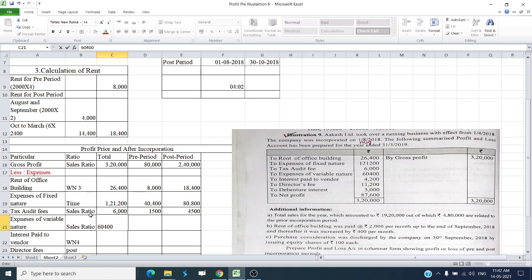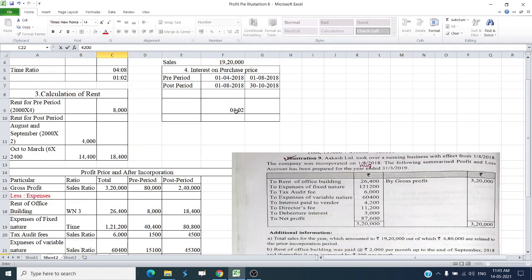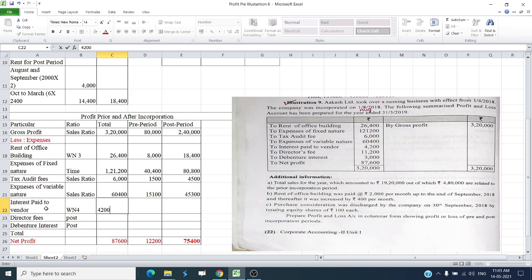Next is expenses of variable nature, 60,400. This is in the nature of variable, so we have to take here the sales ratio for that, and it will come here 15,100 for the pre period and 45,300 for the post period. The next will come here interest paid to vendor, that is 4,200, the total amount. And the working note we did here, the ratio is 4:2. In that ratio we have to distribute this interest, and this will come here 2,800 for the pre period and 1,400 for the post period.